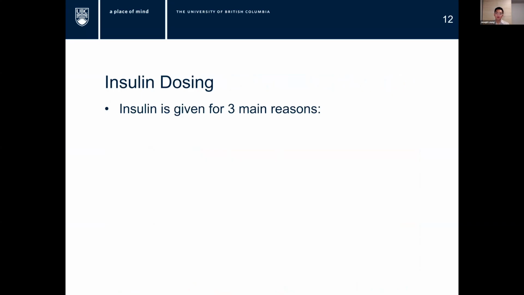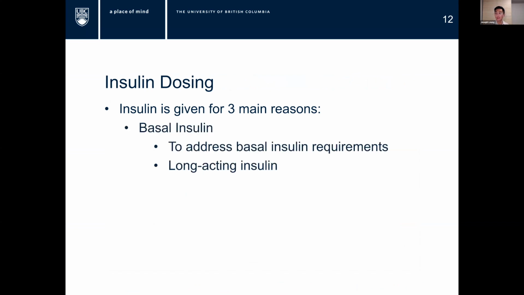So this first concept I want to talk about is, why is insulin given? Insulin is given for three main reasons. The first is for that basal requirement, to address that constant need for just a little bit of insulin that is secreted at all times from the pancreas for a number of reasons, for example, to prevent acidosis. And we typically use a long-acting insulin or a basal insulin for this.